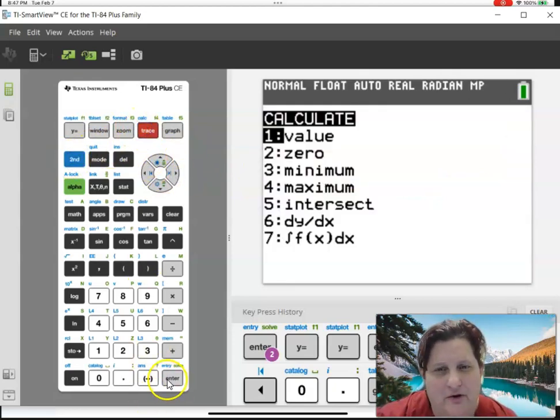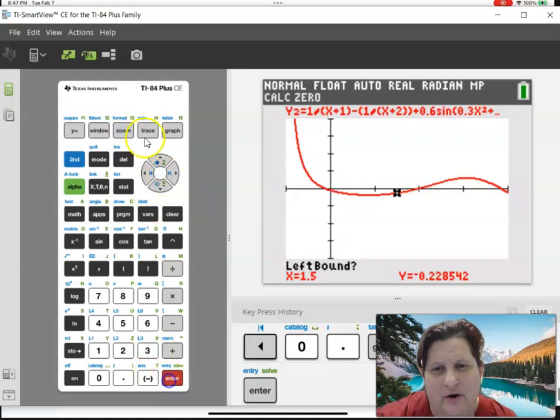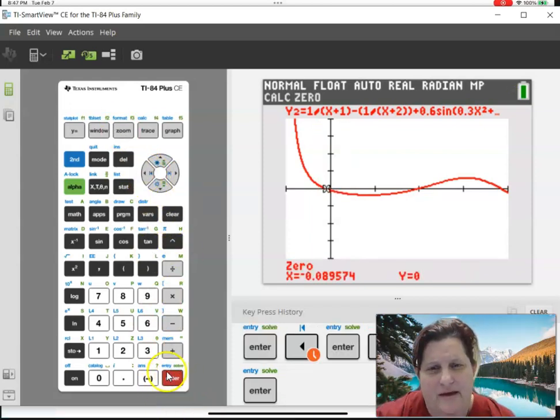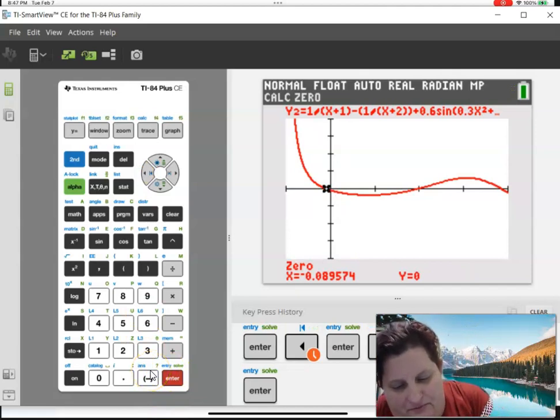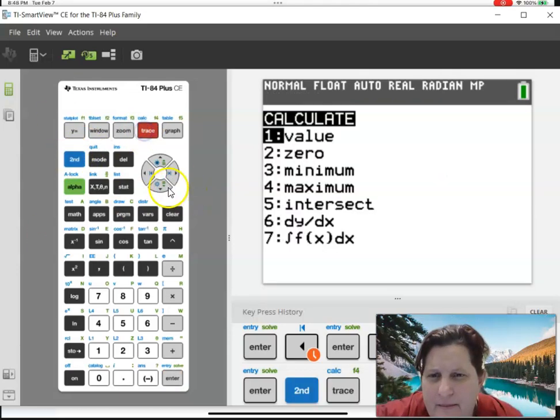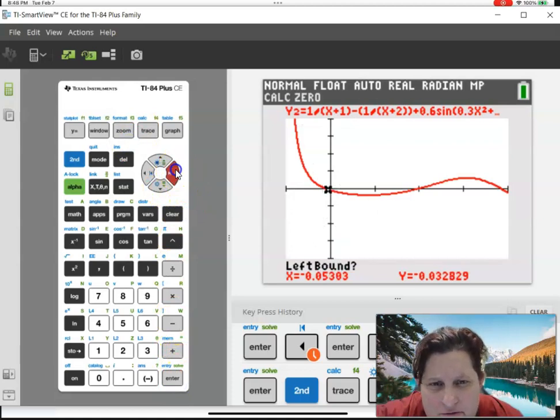So what I would then do is I would go calculate my 0 on each of these, okay? So I'd go over here. I would go left, right, guess. And that's my first inflection point when x is negative 0.089. And then I go calculate my next 0, which is over here.